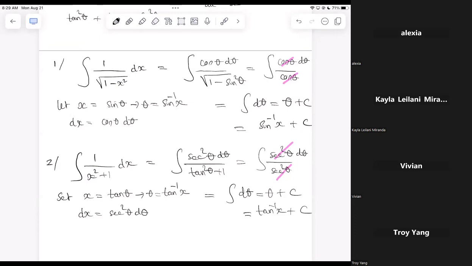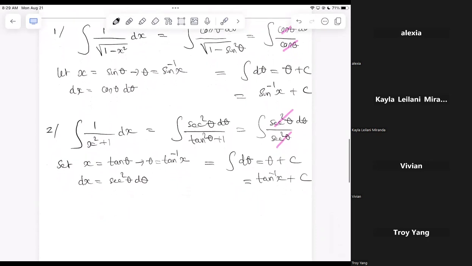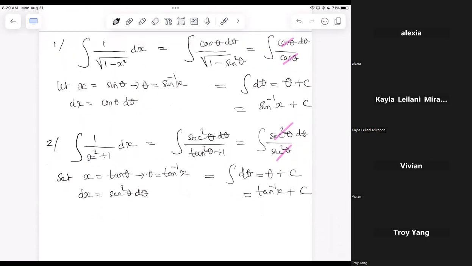Any question for the problem we just did? Any question? The last one. Do you mean repeat the whole problem, or just the last step? The last step. Yeah, so I can repeat the whole problem.